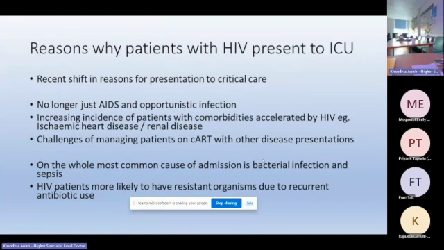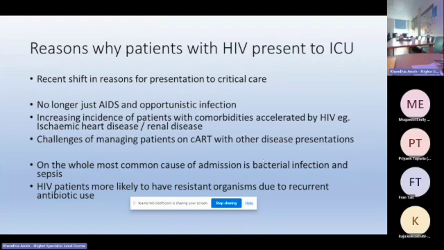So, looking into why patients with HIV present to ICU. Why are we bothered? Well, we're in a centre with a big migrant population that we serve, and a tertiary or at times quaternary referral centre for infectious diseases. So these are patients that we should see regularly coming through the unit. Now, there's a recent shift in reasons why patients present to critical care with HIV. Traditionally, it used to be patients coming in with AIDS and opportunistic infection. However, it's no longer just that.